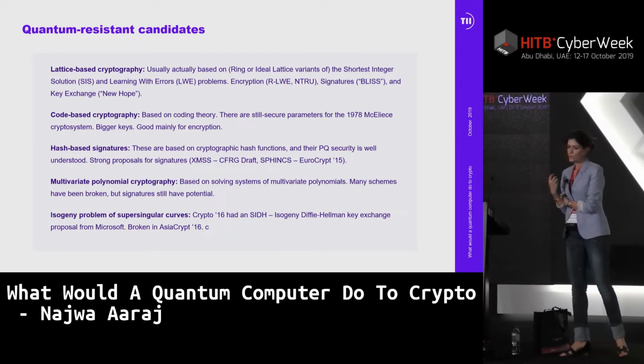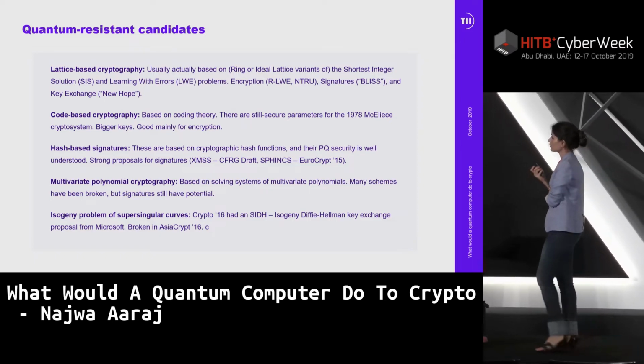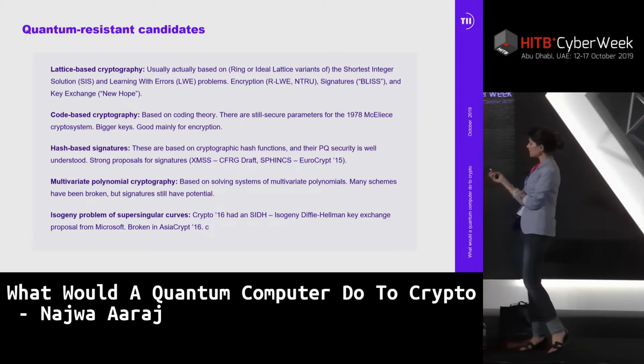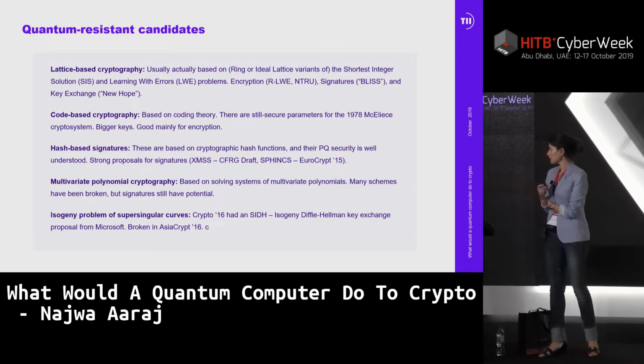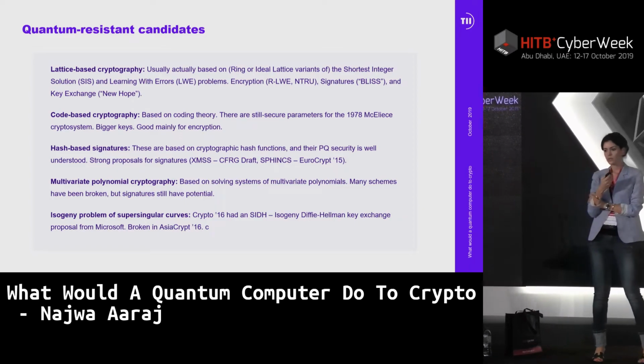Today there are 5 schools of thought. The first 3 that you see are the ones that are the most common, actually the most popular, and then there are attempts to find algorithms around the last 2. The first one is lattice-based crypto.